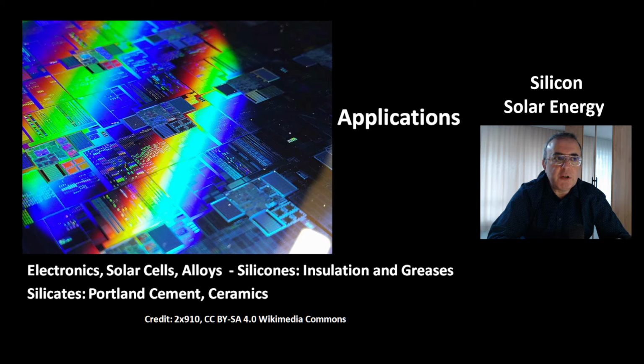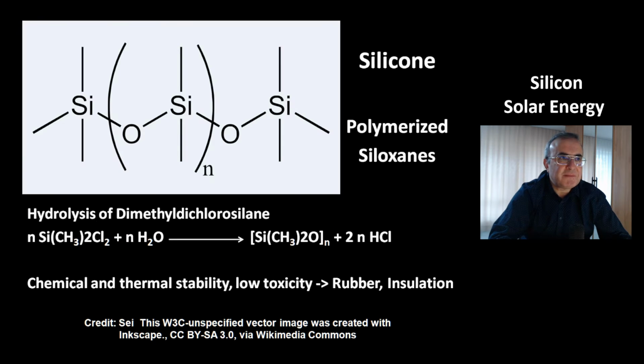There's a group of compounds called silicones. They are used for insulation and greases, and silicates can be used for Portland cement and ceramics. Silicones are polymerized siloxanes. They are made by the hydrolysis of dimethyl dichlorosilane. The byproduct is hydrogen chloride. And these compounds are known for their chemical and thermal stability and their low toxicity. That's why they can use them in rubber and insulation.